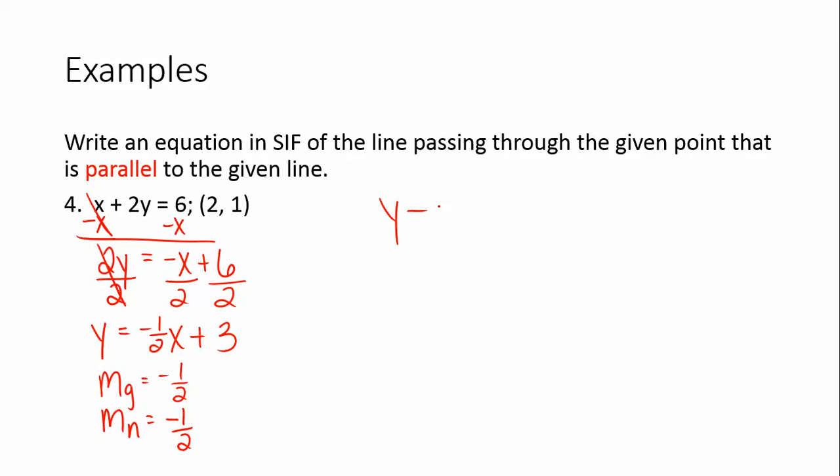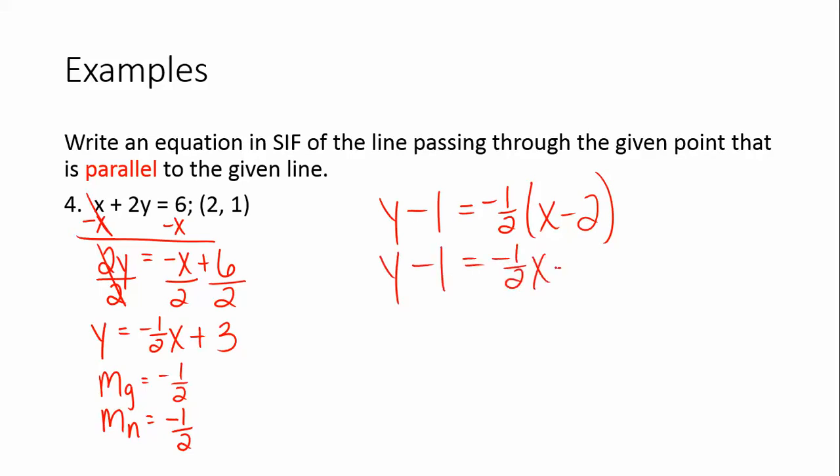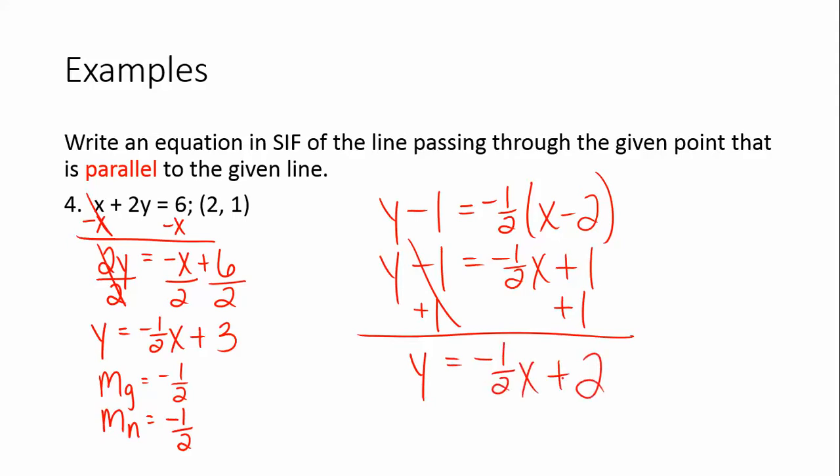y minus 1, coming from the ordered pair, equals -1/2 times x minus 2. So we get y minus 1 equals -1/2 x plus 1. Take a -1/2 times a -2. Remember that subtraction sign makes that 2 negative. We get a +1. Now we're going to add 1 to both sides. And we get y equals -1/2 x plus 2.